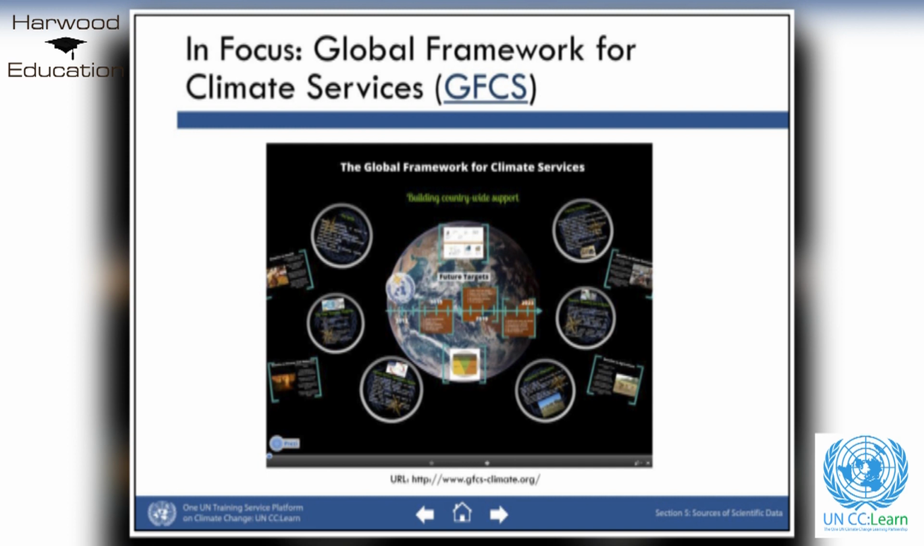The GFCS is a global partnership of governments and organizations that produce and use climate information and services. It seeks to enable researchers and the producers and users of information to join forces to improve the quality and quantity of climate services worldwide, particularly in developing countries. The presentation provides an introduction to the main elements of the GFCS.